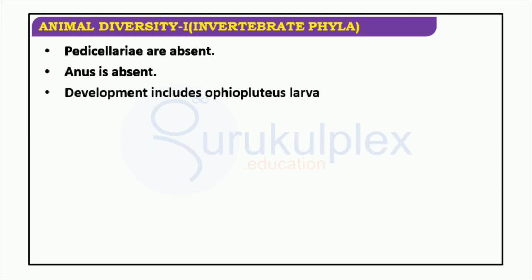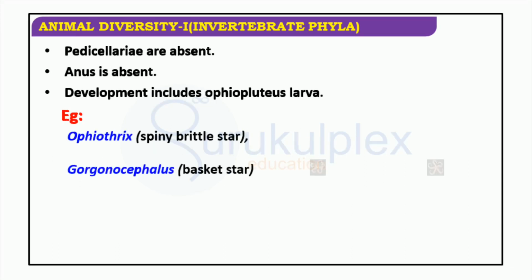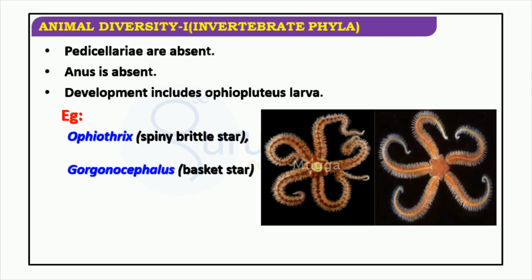Ophiothrix, more commonly referred to as the spiny brittle star, is a fascinating example of the diversity of animals. Despite its unassuming appearance, this creature boasts some remarkable features. Unlike most species, Ophiothrix lacks an anus and pedicellariae, and instead relies on Ophiopluteus larvae to progress its development. As we further investigate different animal phyla, it is essential to appreciate the curious and extraordinary traits which every organism displays.